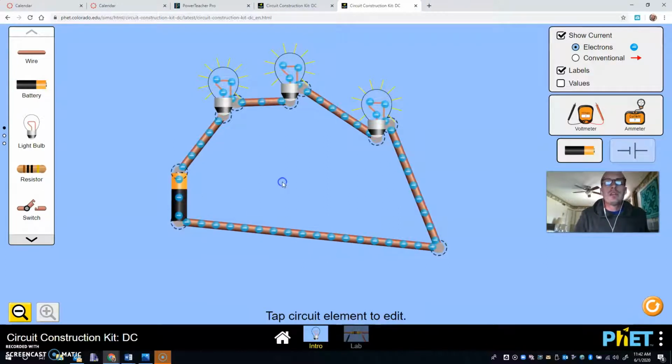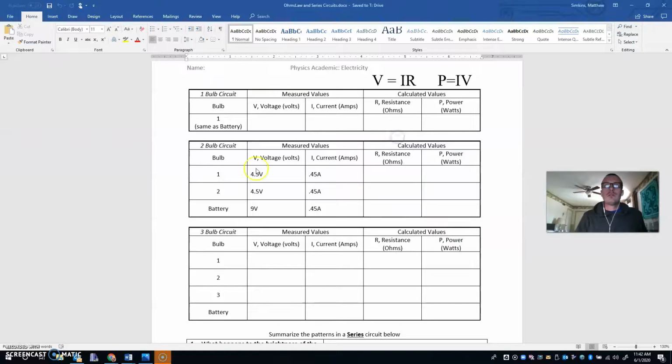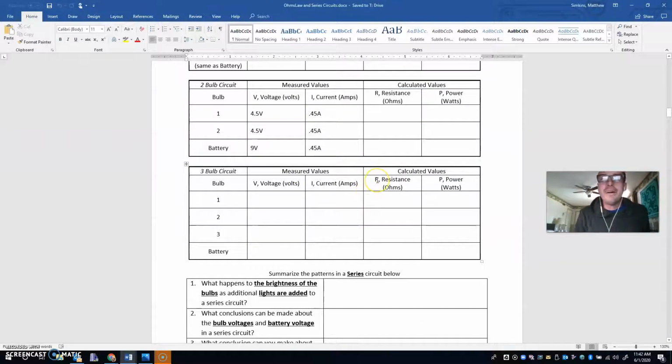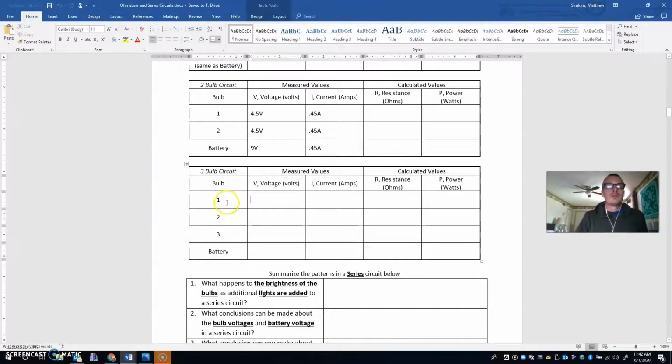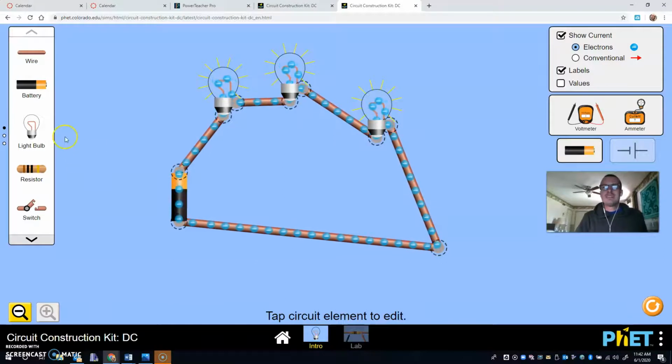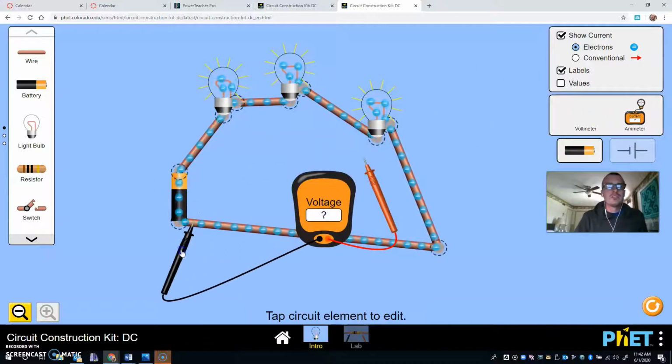Now, if you look at your lab sheet, let's go to the 3, this one down here. I saw some very, let's say, interesting numbers for this one. When it comes to measured voltage for each of the bulbs, some of you had like a 10,000 number or 800 or something. Just click on the voltmeter. To measure voltage, you put black on one side, red on the other, and it says 9 volts.